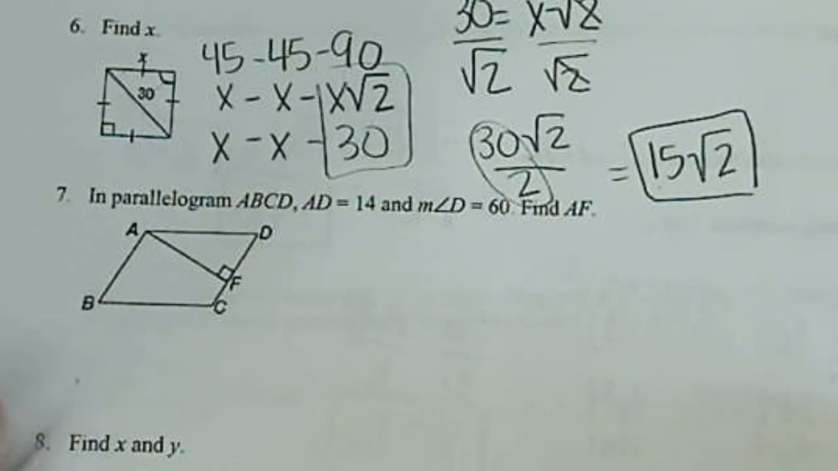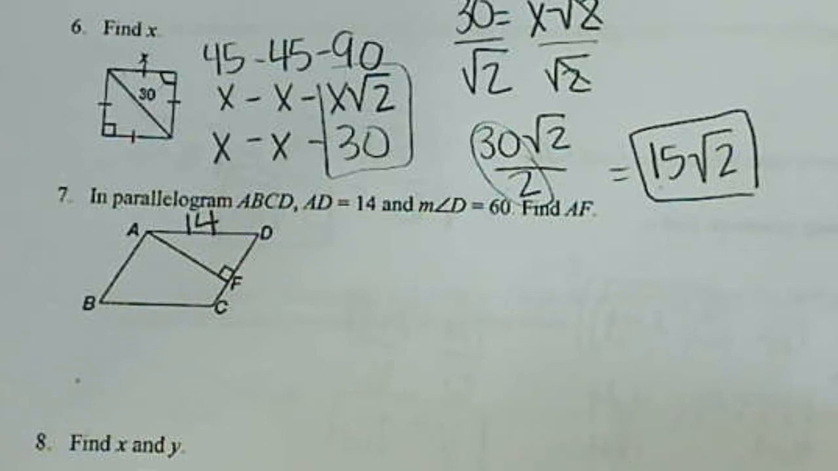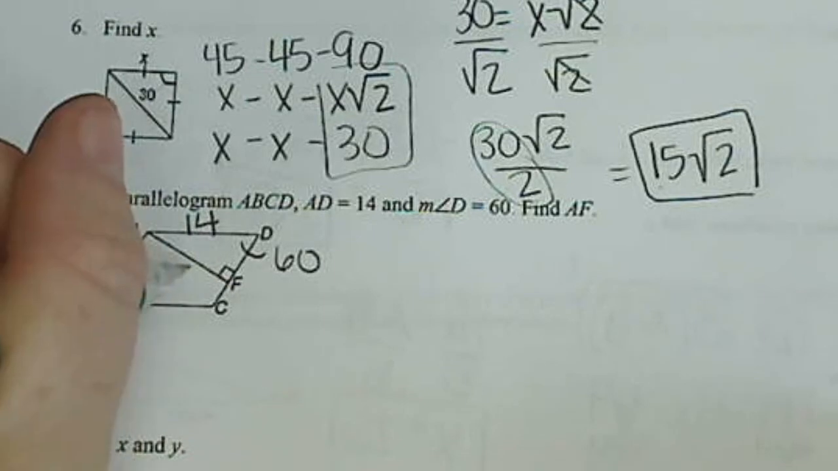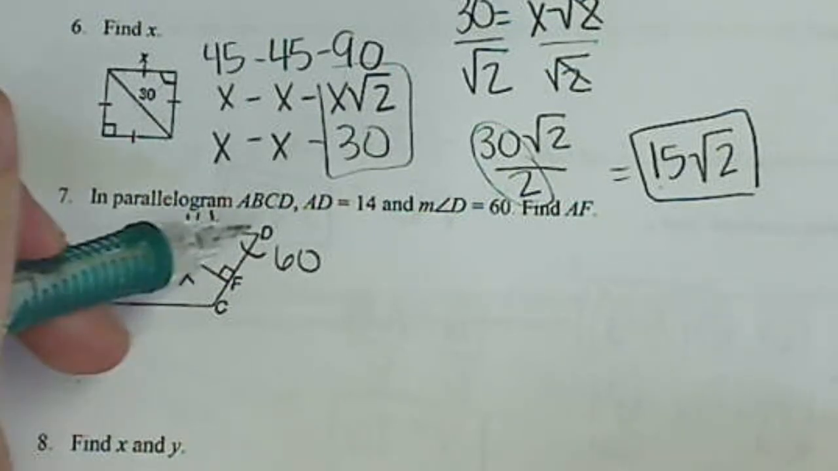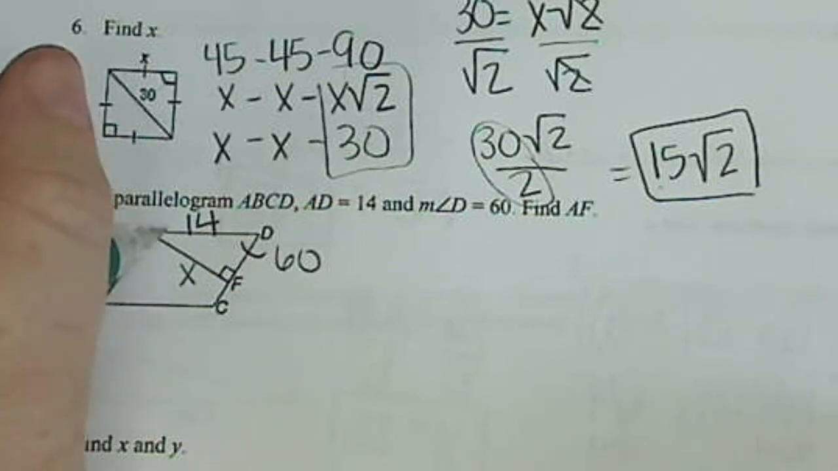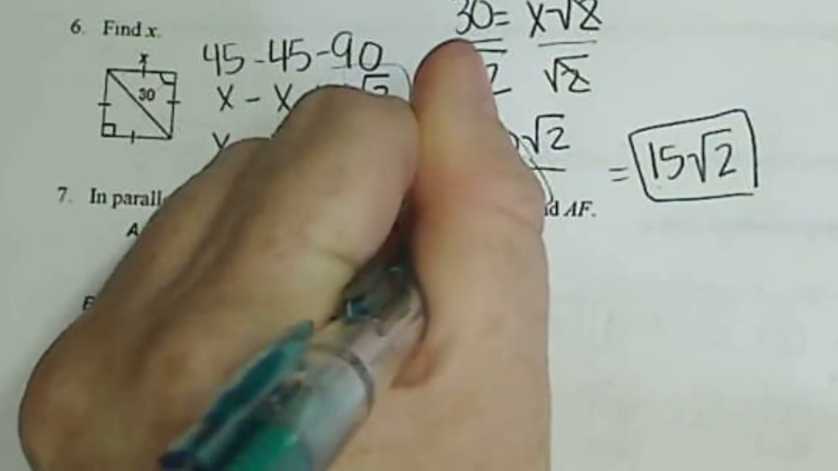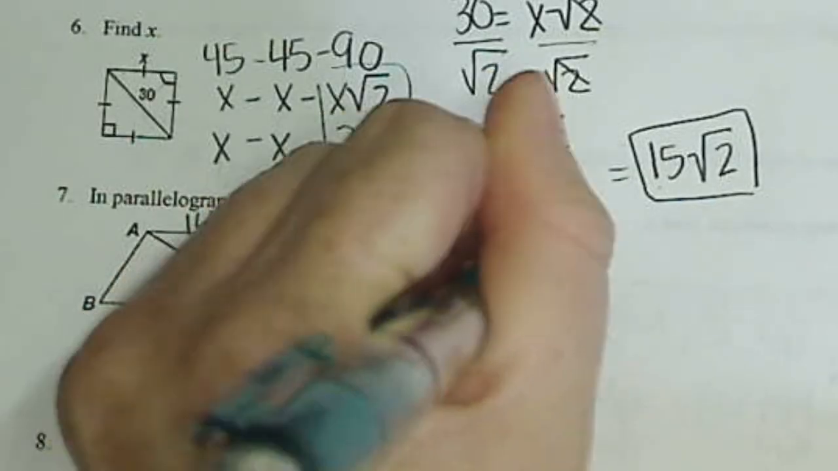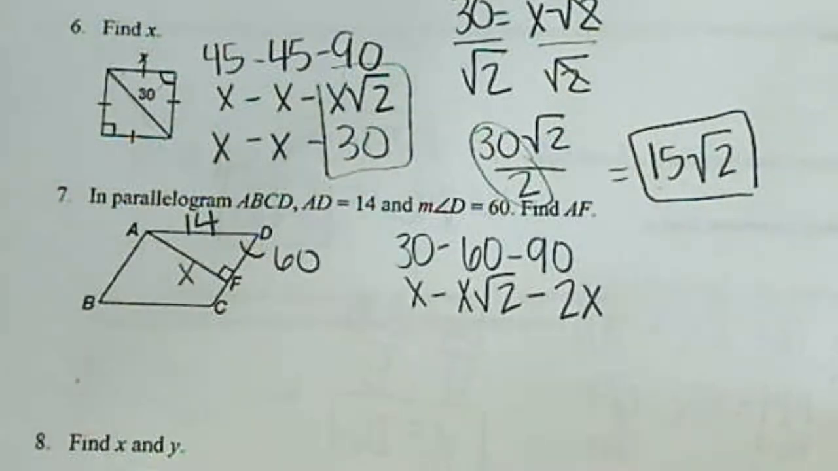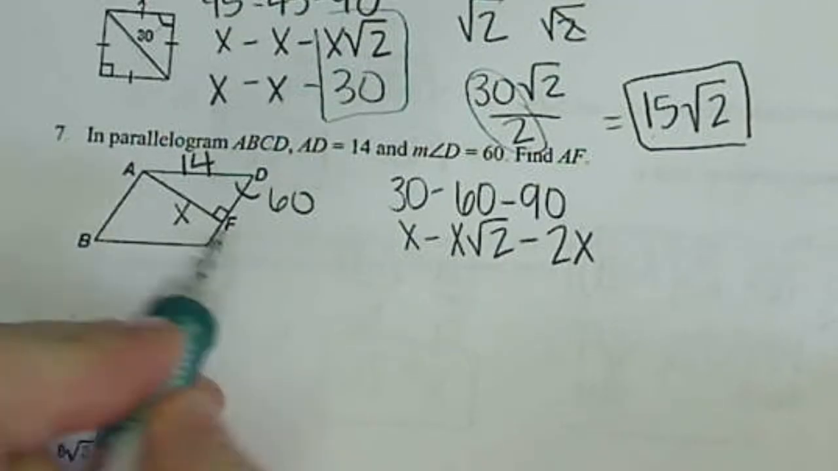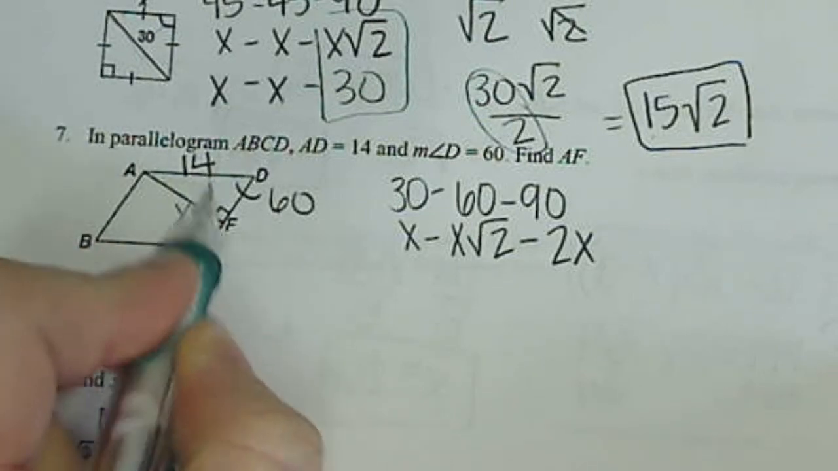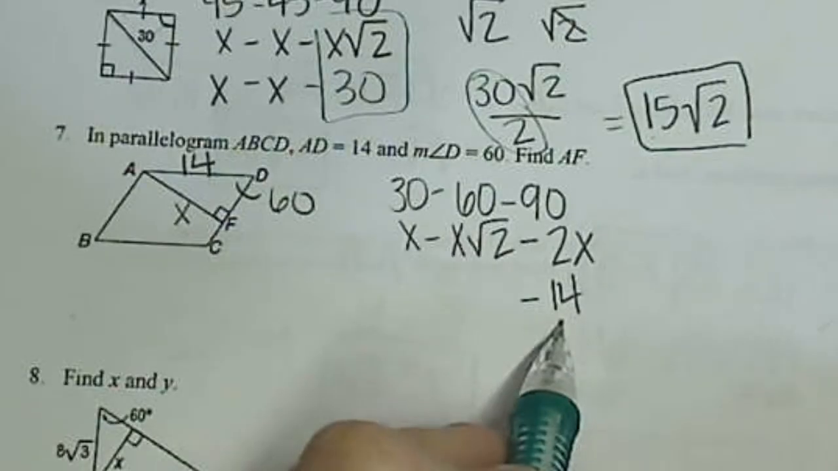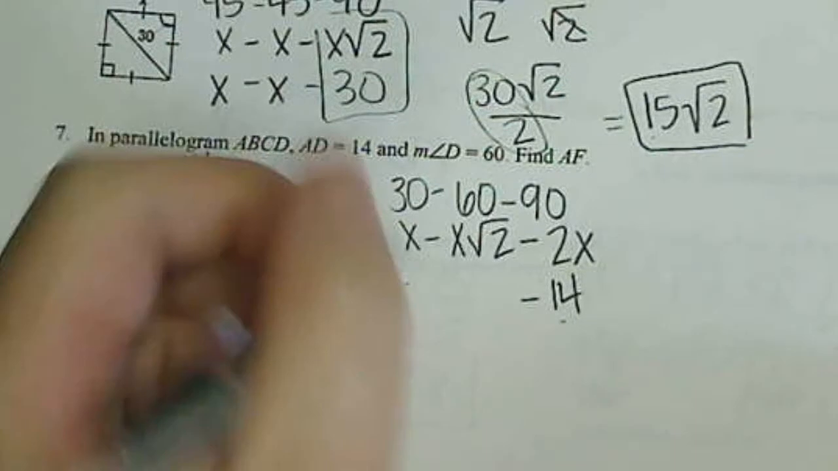Okay, number 17. AD is 14. Then the measure of angle D is 60. Find AF. Okay, that means that this is 60 and this is 90. I have a 30, 60, 90 triangle. My formula for that is x, x roots of 3, 2x. So I have this side right here, 14, which is across from the 90, which is your 2x. If 14 equals 2x, x equals 7.